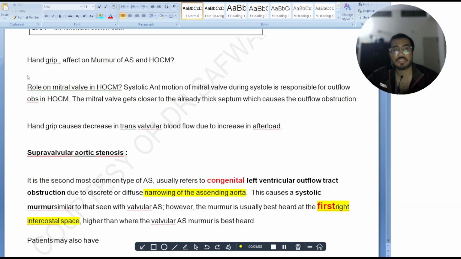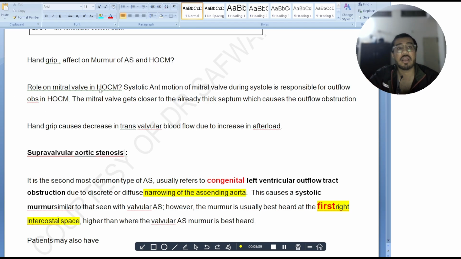So here's also a question: hand grip effects on the murmur of AS. The murmur of AS is going to reduce because of reduced blood flow across the valve, because there's greater back pressure. HOCM, because of increased left ventricular end systolic volume, there's going to be a gradual increase in the blood left in the left ventricle that would impair the approximation of the left interventricular septum and the systolic anterior motion of the mitral valve. So the closure won't be that much because the blood is remaining in the left ventricular chamber. So both of them would decrease.